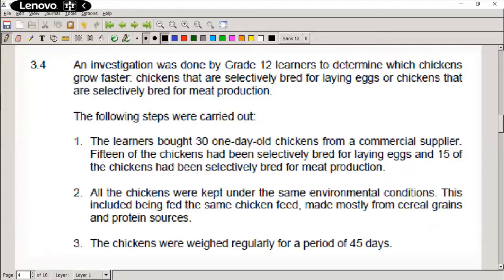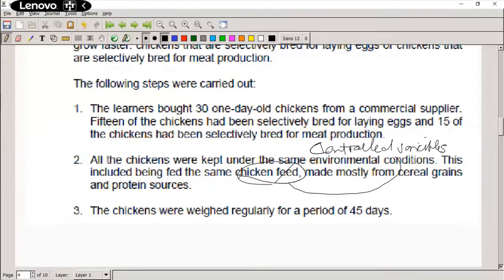So then they say the following steps were carried out. The learners bought 30 one-day-old chickens from a commercial supplier. 15 of these chickens have been selectively bred for laying eggs, and 15 of them have been selectively bred for meat production. All the chickens were kept under the same conditions. So those are my controlled variables, the same conditions, to ensure that this is a reliable investigation. Reliability, that's why we have controlled variables. This included being fed the same chicken feed, so that's one controlled variable, made mostly of cereal grains and protein sources. The chickens were weighed regularly for a period of 45 days.